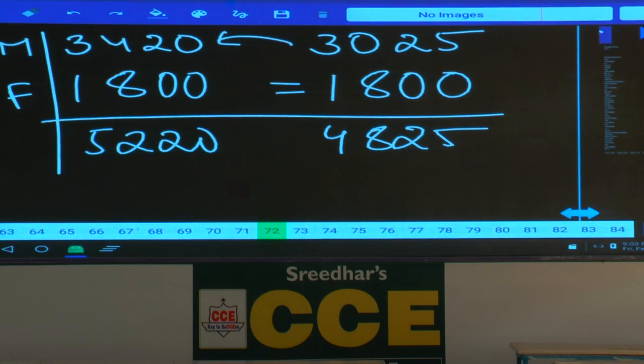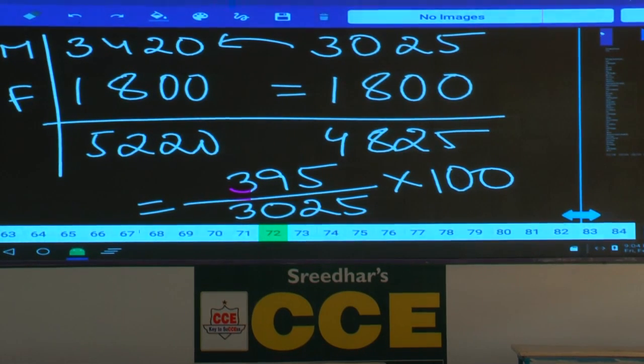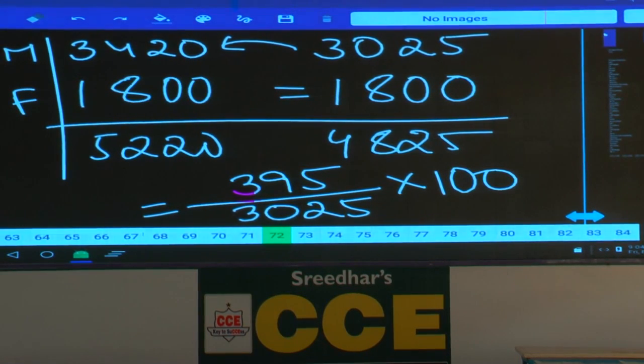3 is what percent of 3025 into 100? Correct. What is 10% of the denominator? 302.5. Forget about 0.5, no issue, because you are asked to calculate an approximation. 10% is 302. Your numerator is how much more than 302? Approximately 90, which is 3% of the denominator. So the total numerator is 10% plus 3%, total 13%.